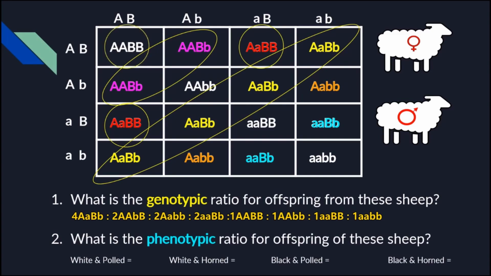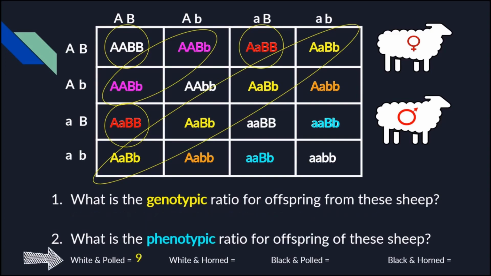And so we can use this to then build our phenotypic ratios. All of these guys put together all have the same phenotype, which is white and polled. We know this because white is dominant and all of these have at least one big A, and all of these have at least one big B, and for the polled trait, the big B is dominant. So that, counting all those up, would result in 9 white sheep with polled, meaning no horns.